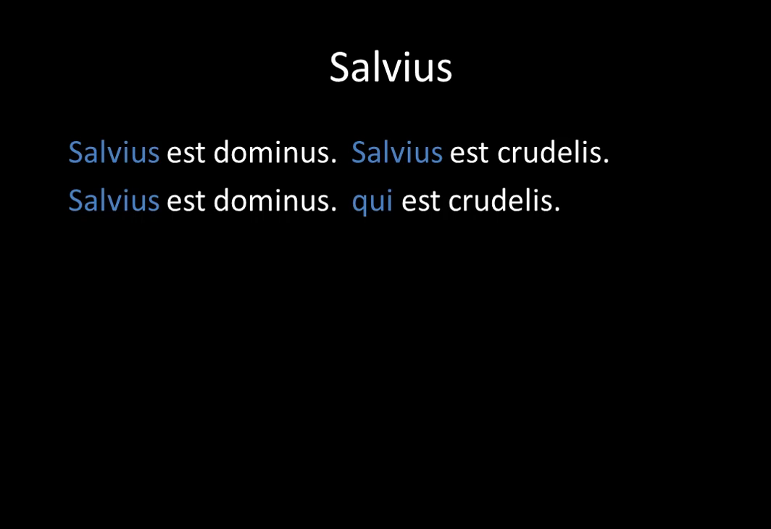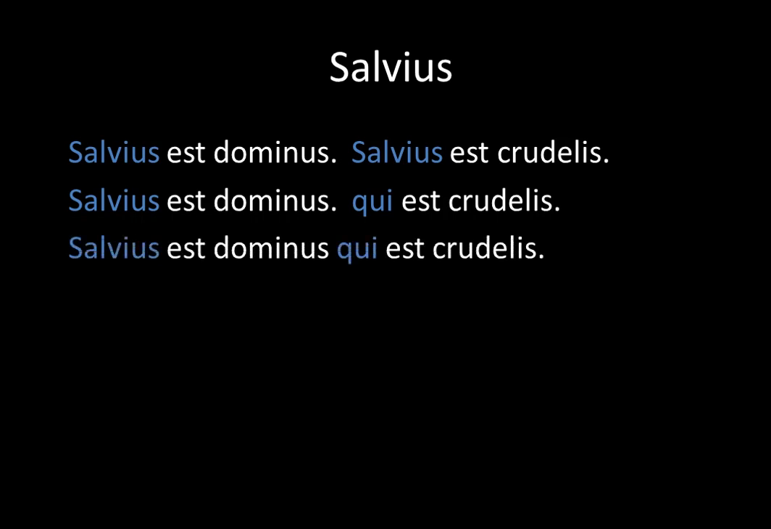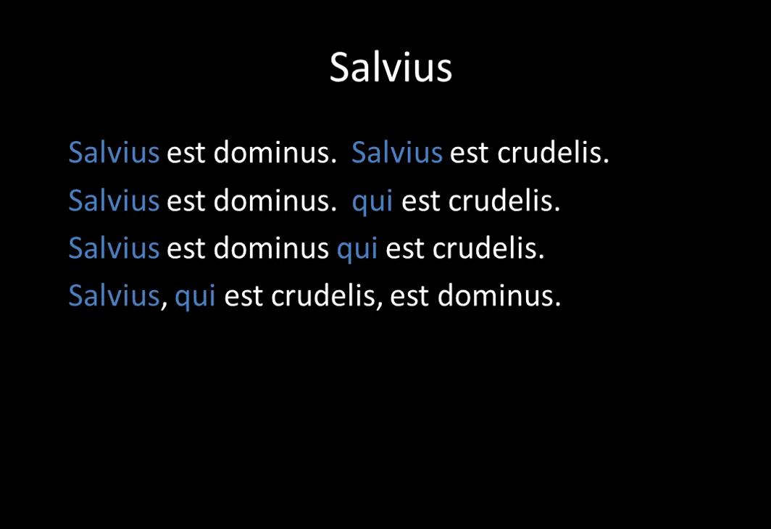By that I mean in the second sentence, Salvius is nominative, singular, and masculine. So I need a nominative, singular, masculine relative pronoun form. That's why I use qui. Now that I've got that form there, replacing Salvius in the second sentence, we can make it just one sentence. And then, lastly, move that relative clause to be next to the word it's describing. So that's basically how relative clauses can be formed out of two sentences.